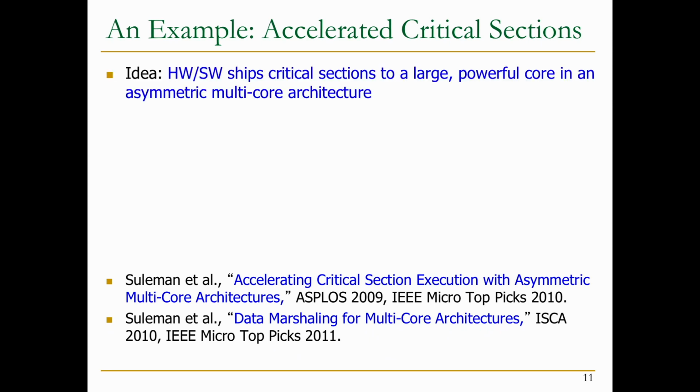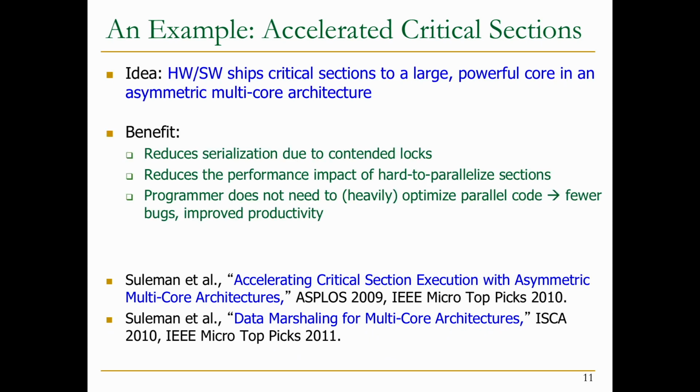Okay, so the idea is hardware and software cooperatively ship critical sections to a large, powerful core in an asymmetric multi-core architecture. And what is the benefit? Let's talk about the benefits first. Clearly, this reduces serialization due to contended locks. It reduces the performance impact of hard-to-parallelize sections, and the programmer doesn't need to heavily optimize parallel code now. It leads to hopefully fewer bugs and improved productivity, because the hardware is doing the job for them. Right? You could think of this as hardware accelerating the program for the programmer.